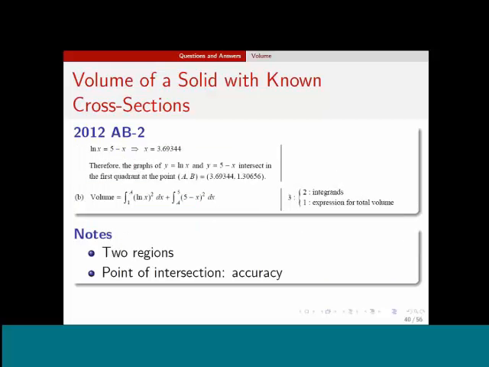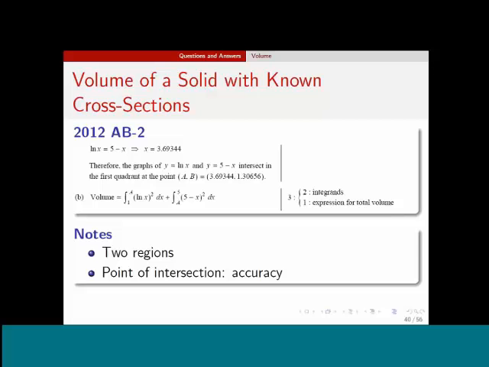So here it is. We would expect the student to somewhere on the paper find that point of intersection. This was a graphing calculator active question, and for some reason, many students on this problem just assumed that x was equal to 4. Obviously incorrect. We're not sure why they did that. We wanted to see an expression like this for volume on this page, 2 points for the correct integrand, and 1 point for putting it all together and giving us an expression for total volume.